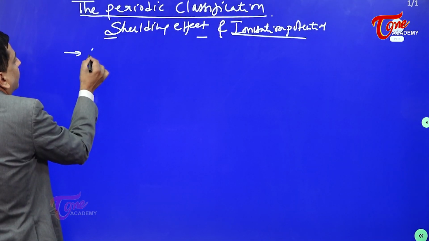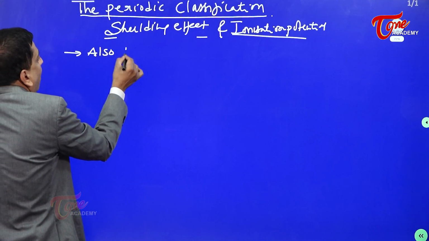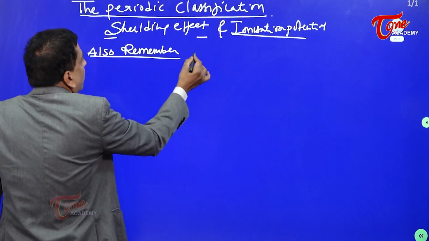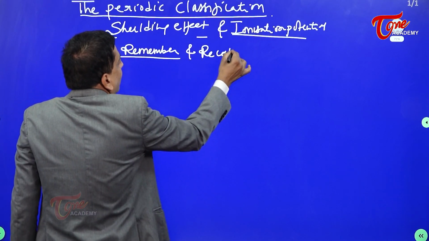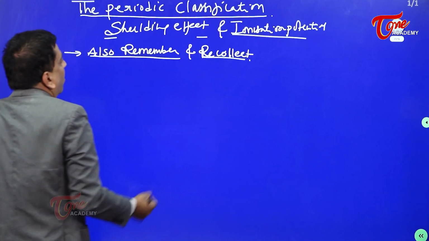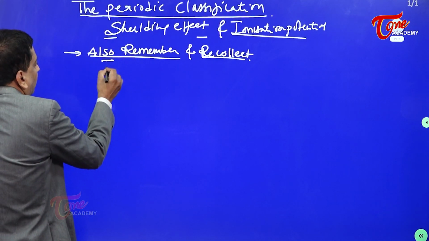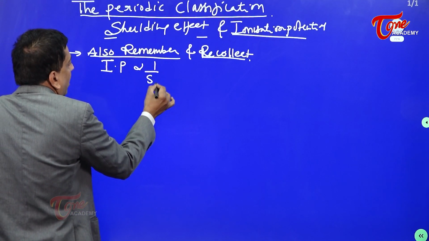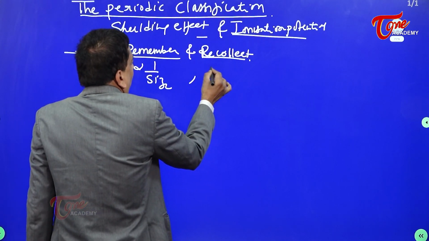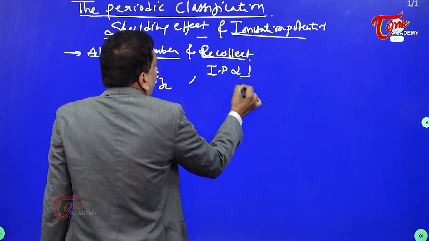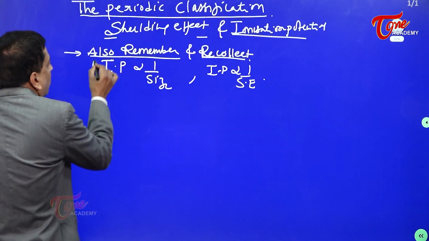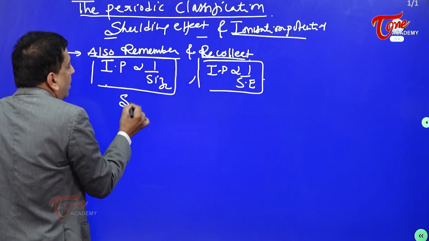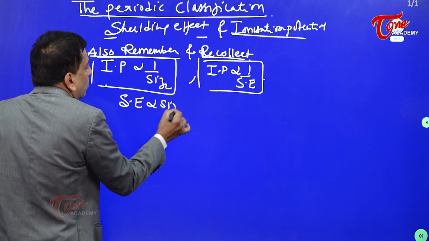Also remember and recollect. We discussed this. Ionization potential is inversely related to size. And now I'm telling you ionization potential is inversely related to shielding effect. Shielding effect, you must understand. So it clearly indicates even shielding effect is directly proportional to size.